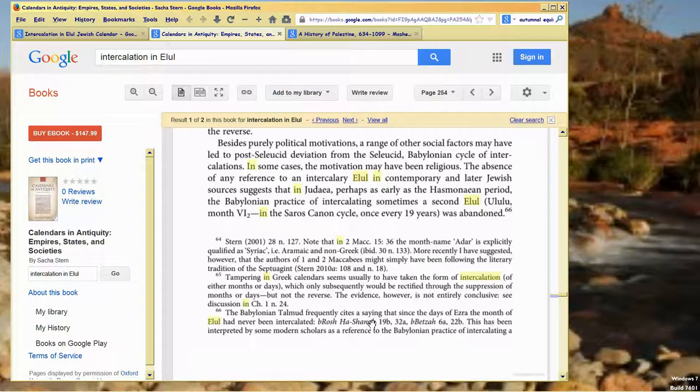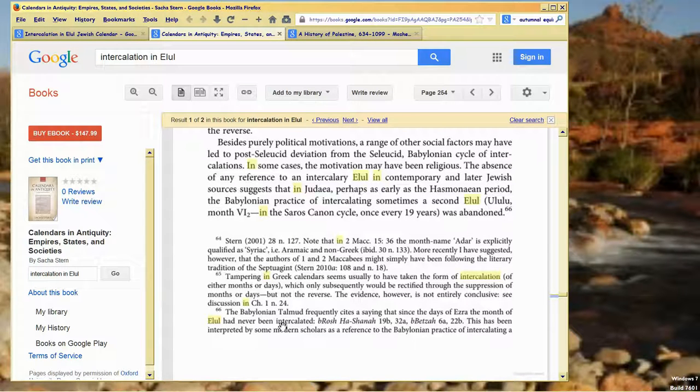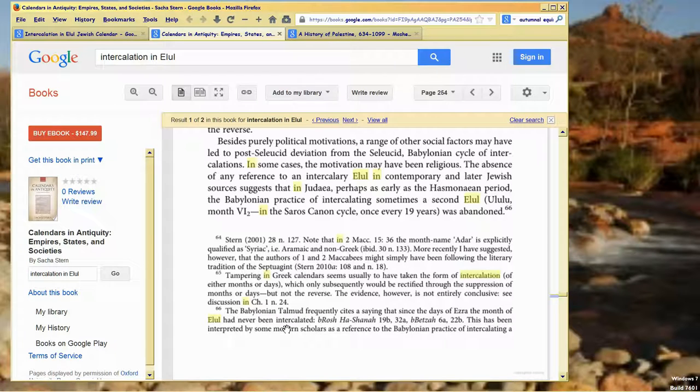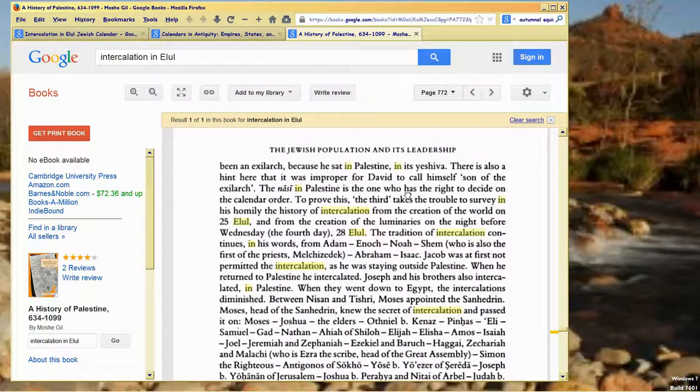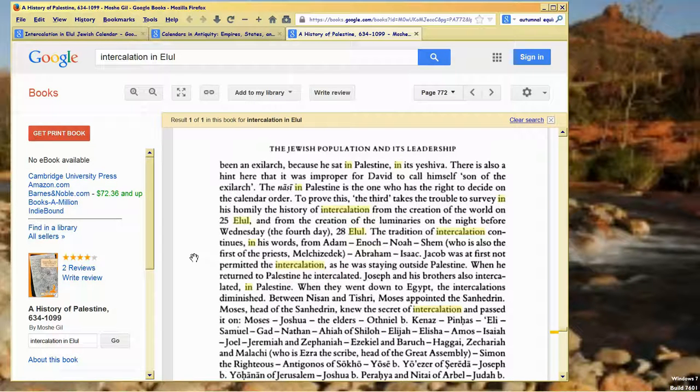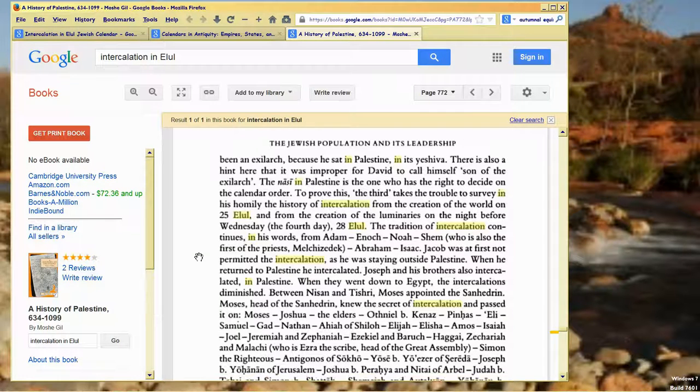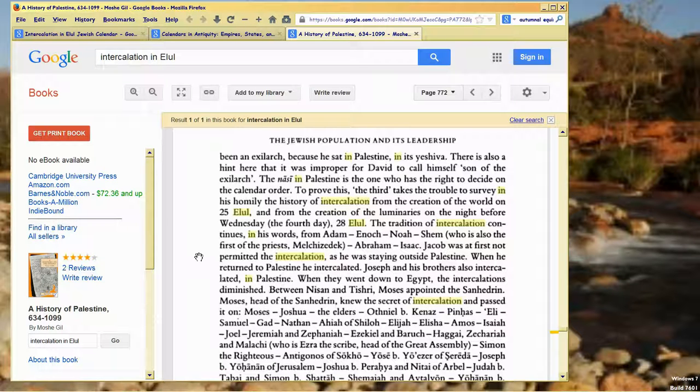Anyway, the point is they used to intercalate in Elul before the exile. But because it was Babylonian, they said we're going to stop and do it in Adar because the Nasi in Palestine is the one who has the right to decide the calendar order. In other words, they turned the calendar into a political issue. Who cares about the Word of God? Who cares about being accurate even with respect to the seasons? Remember what it says in Daniel 11? That the Antichrist will change the times and seasons? Yeah, well, there's more than one Antichrist, isn't there?